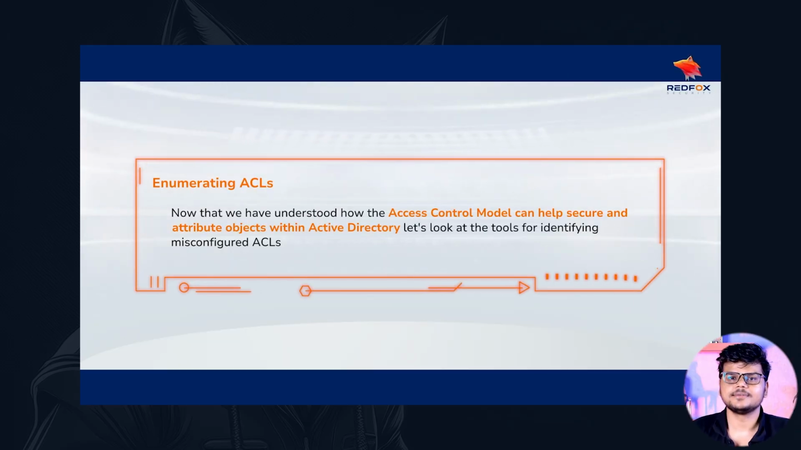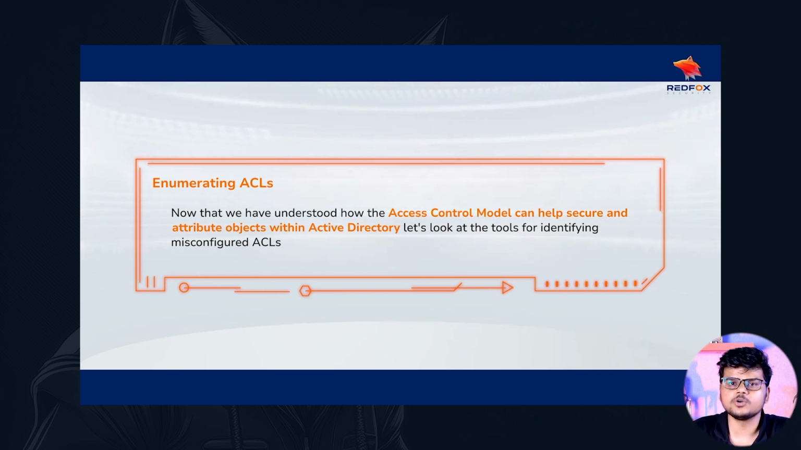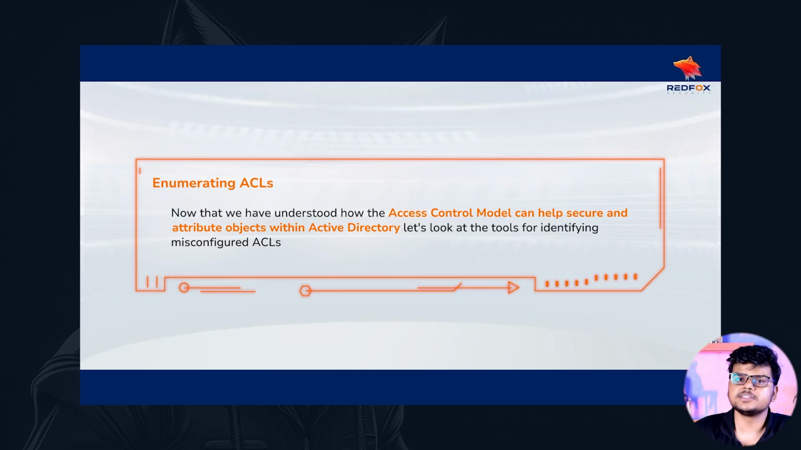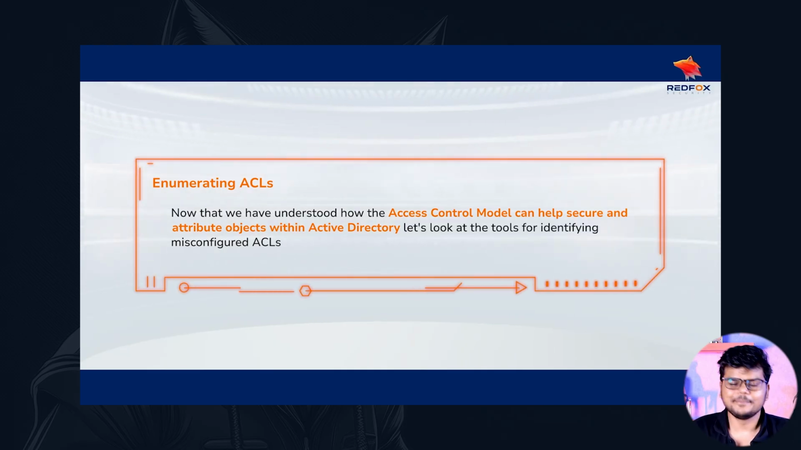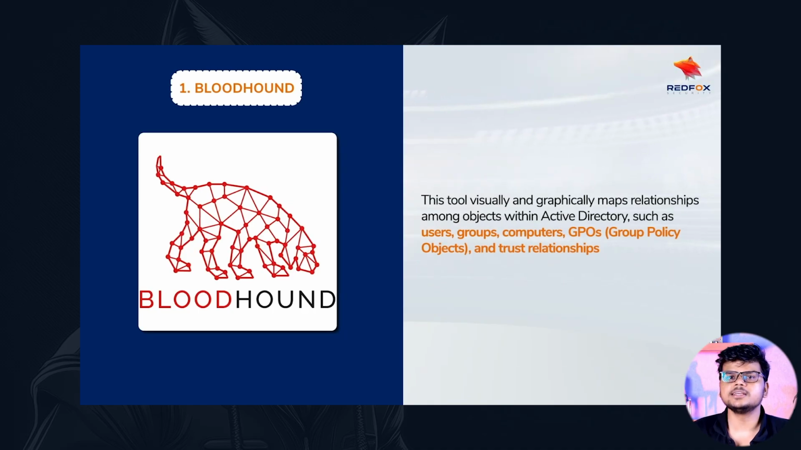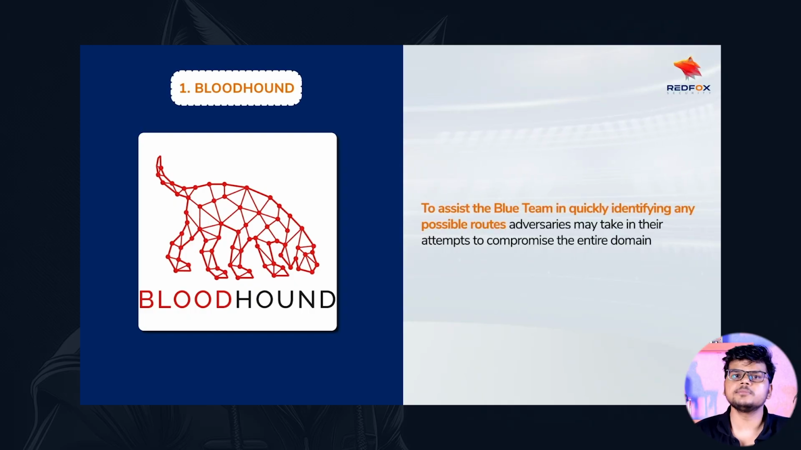Enumerating ACLs. Now that we have understood how the access control model can help secure and attribute objects within Active Directory, let's look at the tools for identifying misconfigured ACLs. BloodHound. This tool visually and graphically maps relationships among objects within Active Directory such as users, groups, computers, group policy objects, and trust relationships to assist the blue team in quickly identifying any possible routes adversaries may take in attempts to compromise the entire domain.